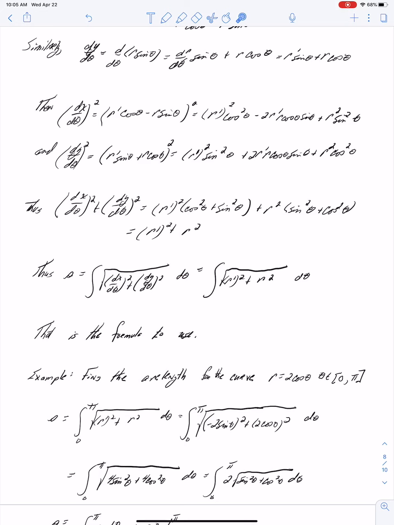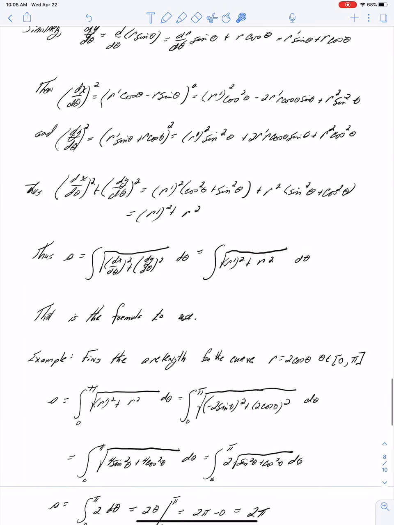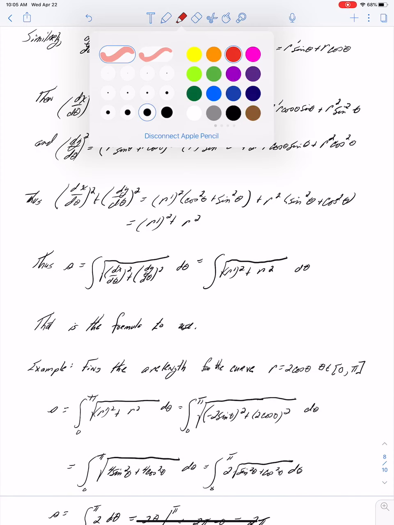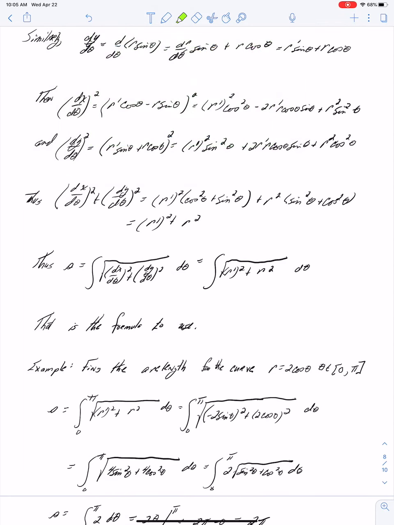And in which case, s, which is the integral of ds/d theta d theta, is the integral of the square root of r prime squared plus r squared, d theta. And that, my friend, is a formula for the ages. Okay, so let's highlight that. That is our formula for arc length.